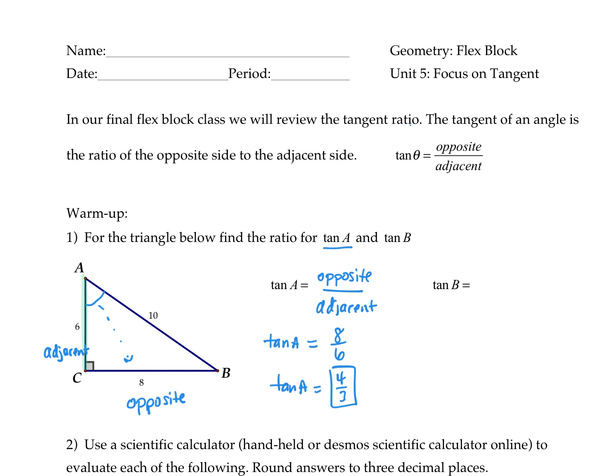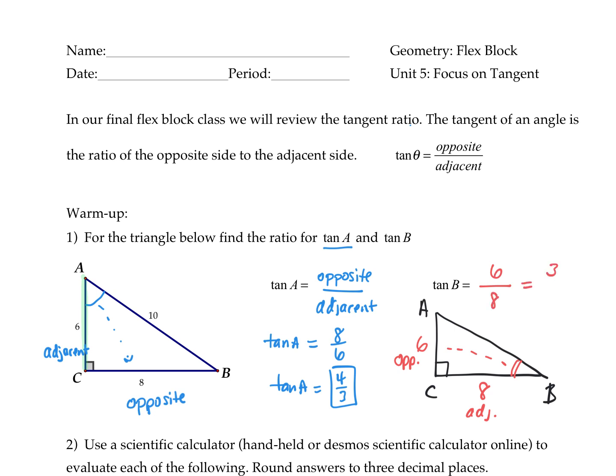Now, when you go to take a look at angle B, I want to take a second and redraw the triangle because the labels are going to change, right? When you change the angle of reference, you change your perspective. So this time around, we're using angle B as our angle of reference, and I notice that now the side length of 6 is the opposite side, and 8 becomes the adjacent side. So the tangent of angle B is equal to 6 over 8, which then would reduce to 3 over 4.